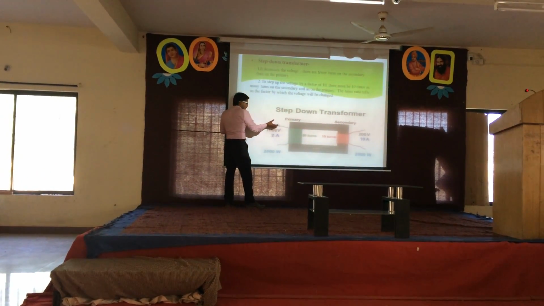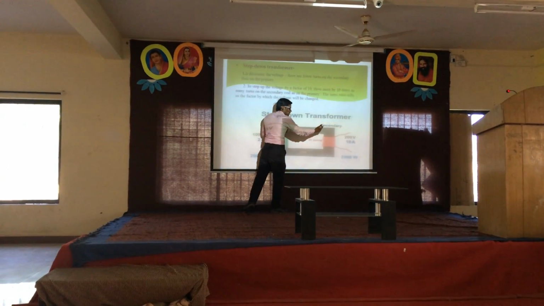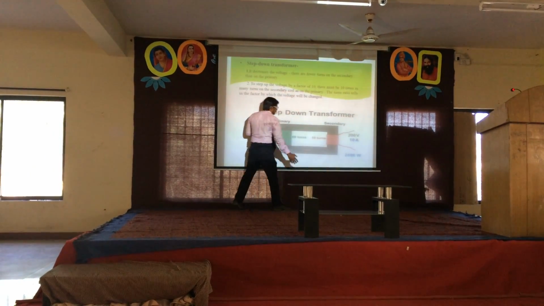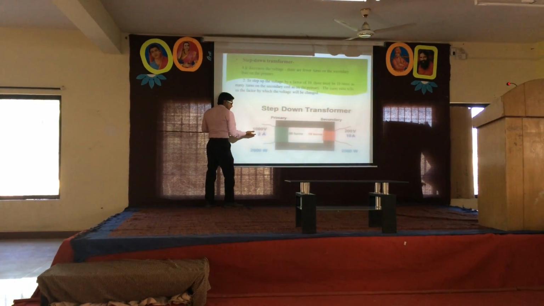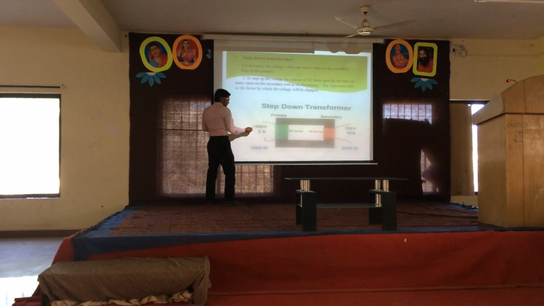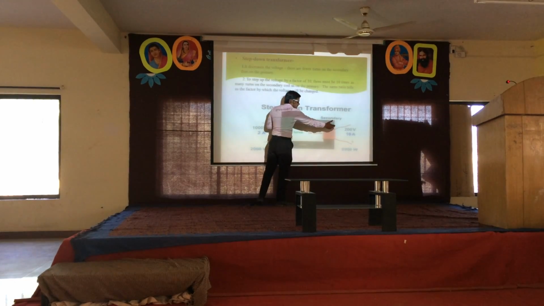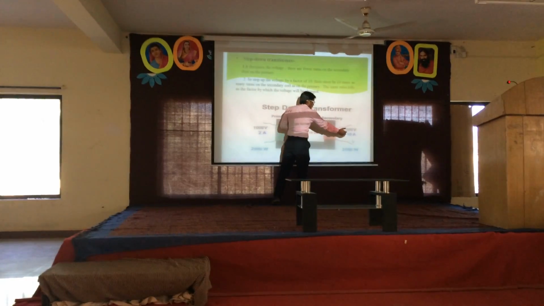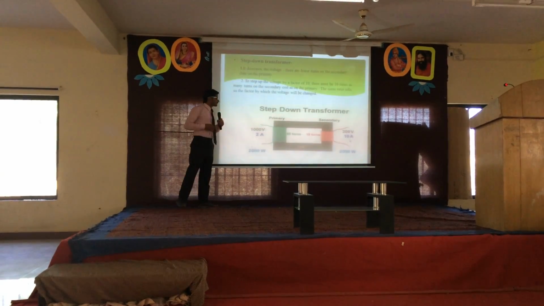coils, the number of turns on the primary winding and secondary winding has a small number of conductors. As we input 1000 volt and 2 ampere to the primary winding, we get 200 volt and 10 ampere current. Next slide.